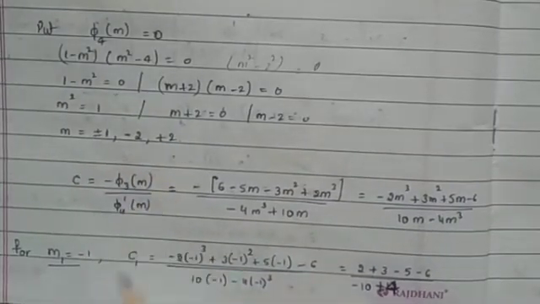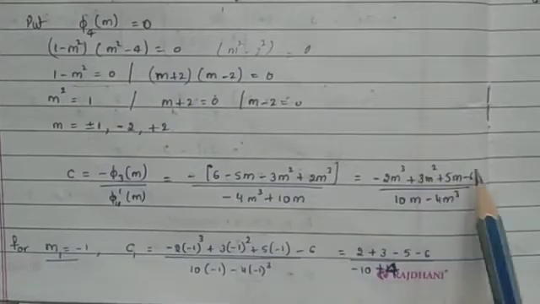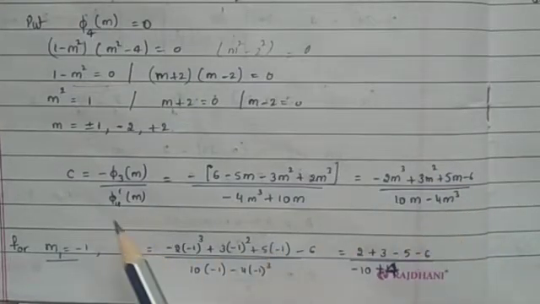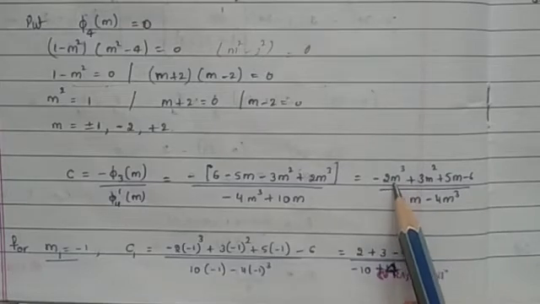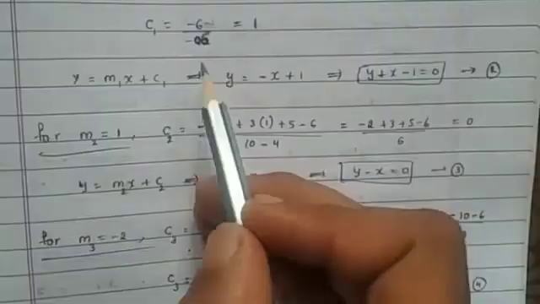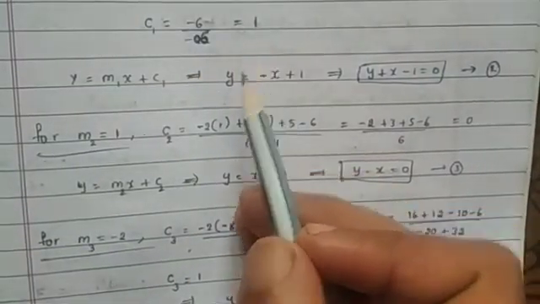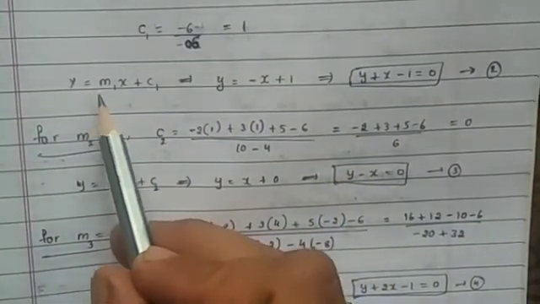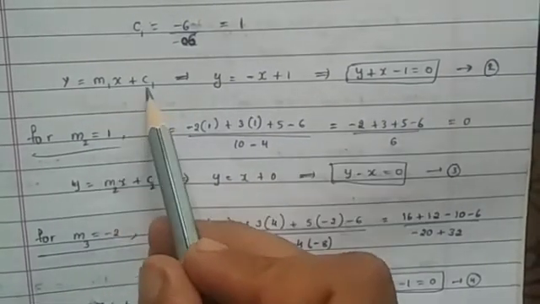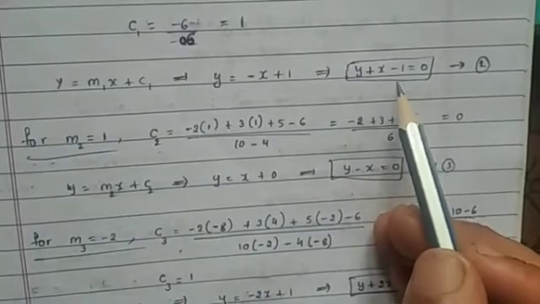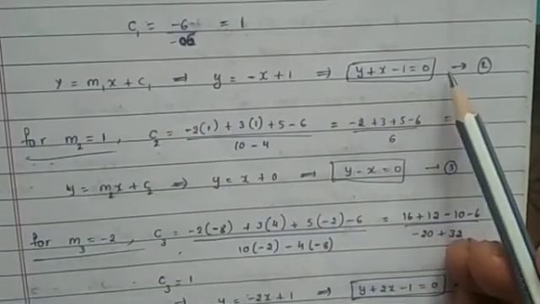Look here, there are 4 different roots. Applying each of them, you get the c value. For m1 = −1, you get the c1 value. Put m = −1, you get the c value, c = 1. We know that the equation is y = m1x + c1. By putting m1 and c1 values, you get the asymptote y + x − 1 = 0.